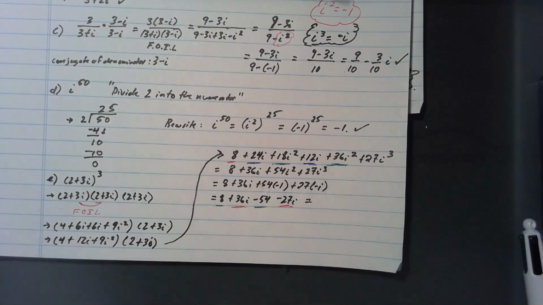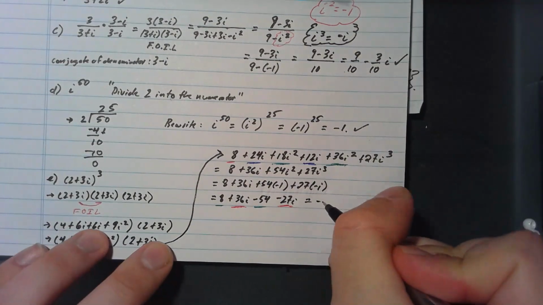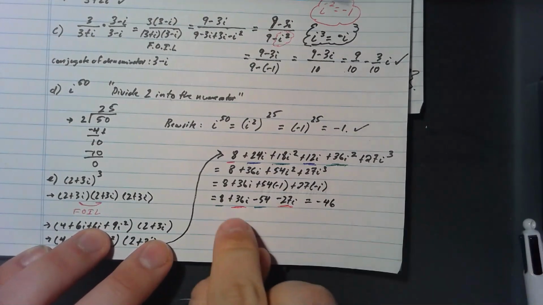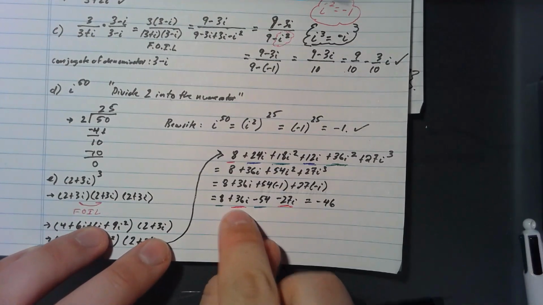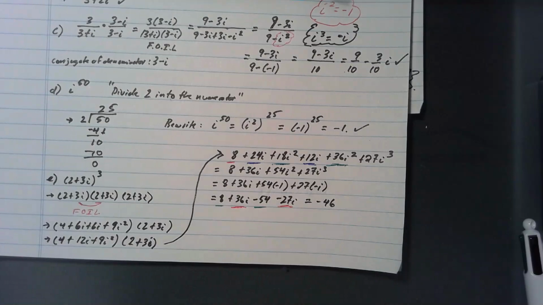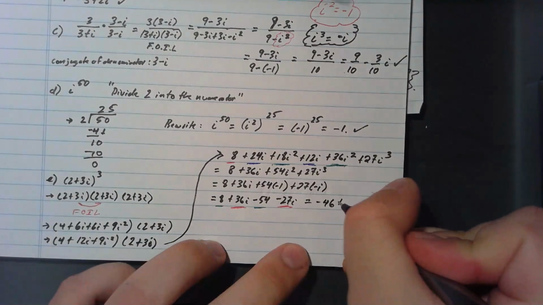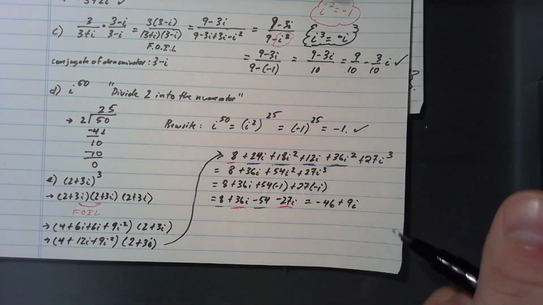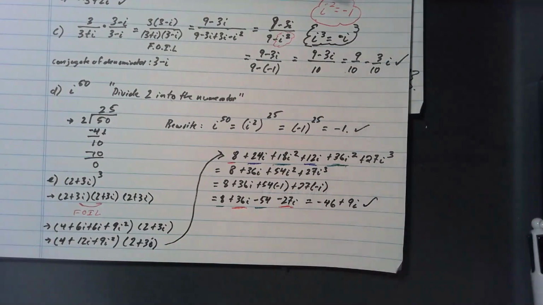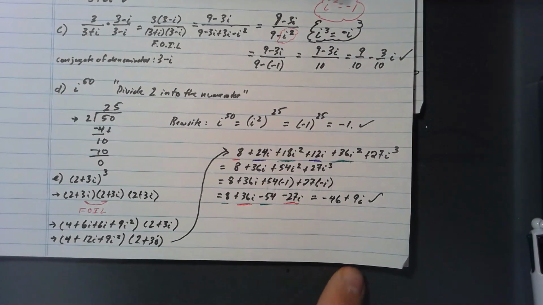Well, 8 minus 54 is what? -46. And 36 minus 27 is +9i. That's in the standard form. That's it. So yeah, that was a lot of work.